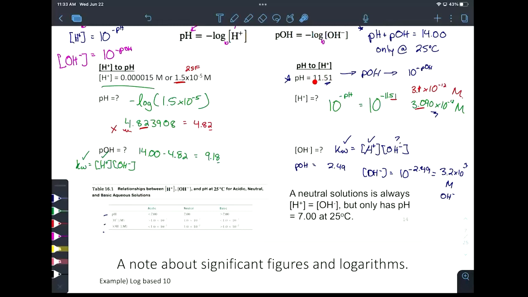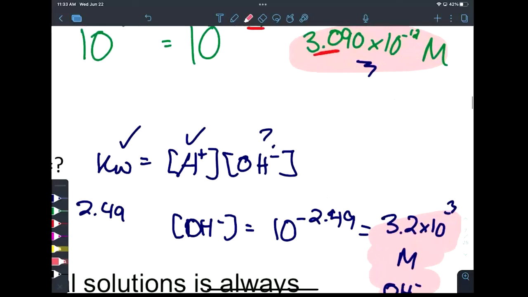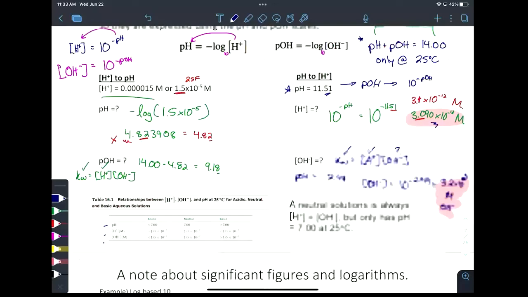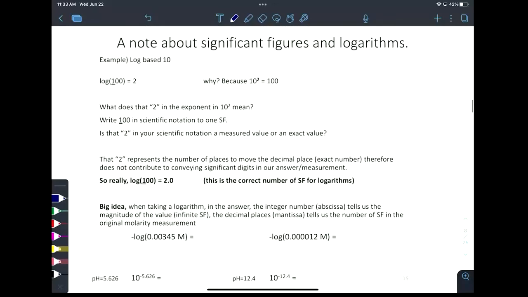11.51, that's basic. And if we compare these concentrations that we got, we got H plus and OH minus, and there's much, much more OH minus present. It's only to the negative 3 versus H plus at the negative 12. And so again, that's saying it's basic. Let me just show you those significant figures and logarithm rules.